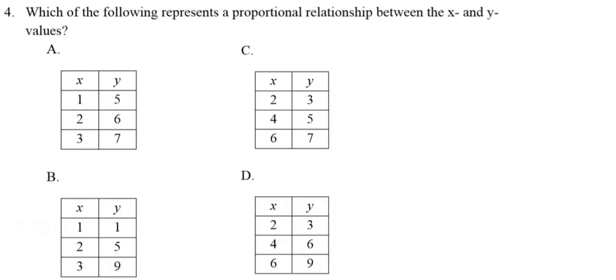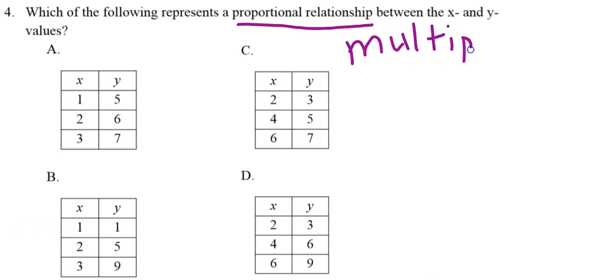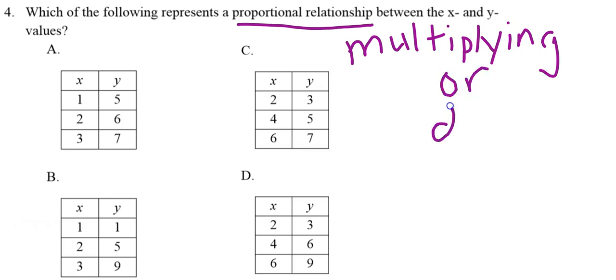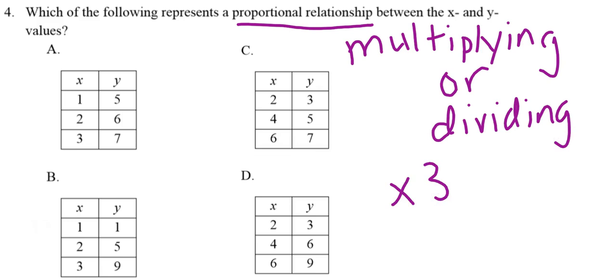Next problem. Now we're looking for which table represents a proportional relationship. Proportional, meaning we're multiplying. And we could also be dividing because we could be multiplying by a fraction. So multiplying or dividing is proportional. So in other words, if I'm multiplying by 3 times 3, that's the same thing.